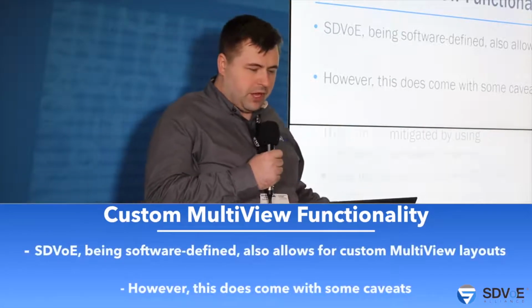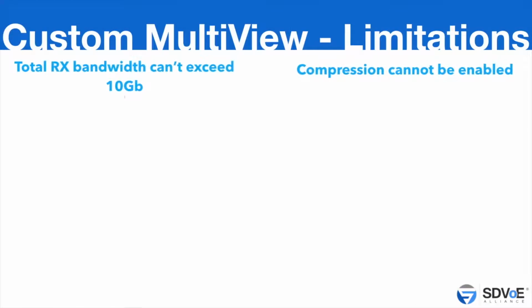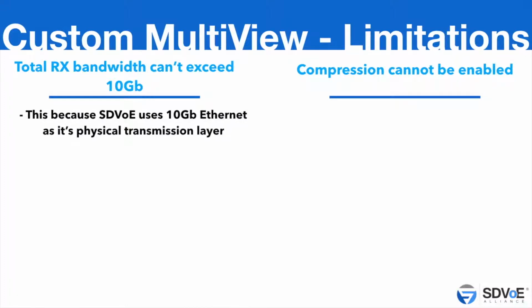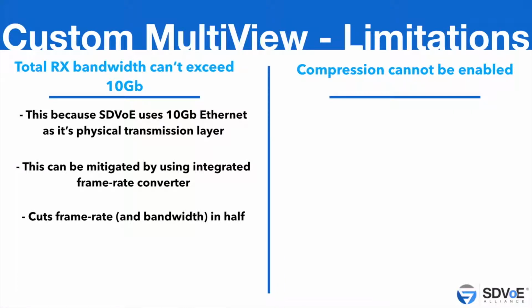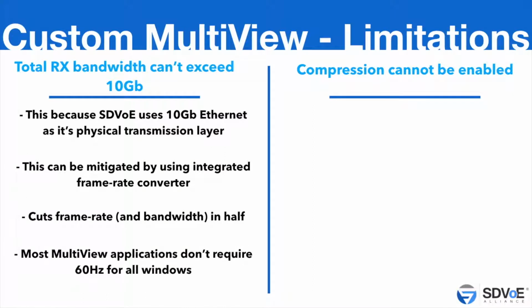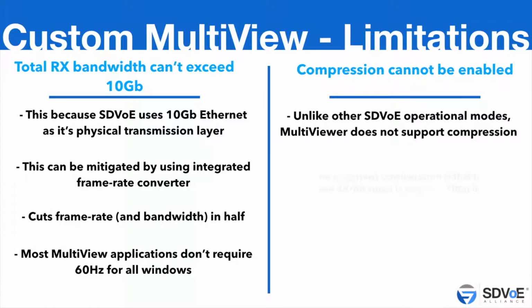Being software defined, it allows for custom MultiView layouts. It does come with a couple of caveats, namely that the total receiver bandwidth cannot exceed 10 gigabits because the total system bandwidth limit is about 10 gigabits. That's the physical transmission layer of the platform. You can mitigate this to an extent by using the integrated frame rate converter. That cuts the frame rate in half, which also cuts your bandwidth in half. In most cases, in a MultiViewer application, you don't really need a 60 frames per second signal, so this is a pretty acceptable compromise. The other caveat is that you can't enable compression, because compression is exclusively for 4K 60 streams on stream 0.